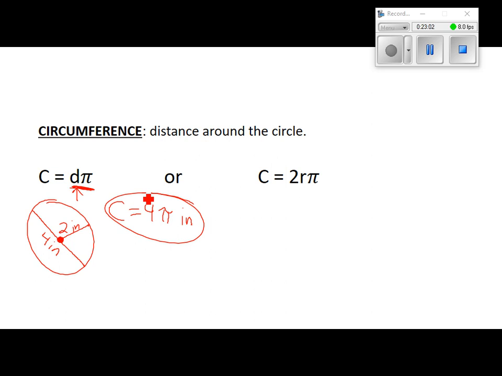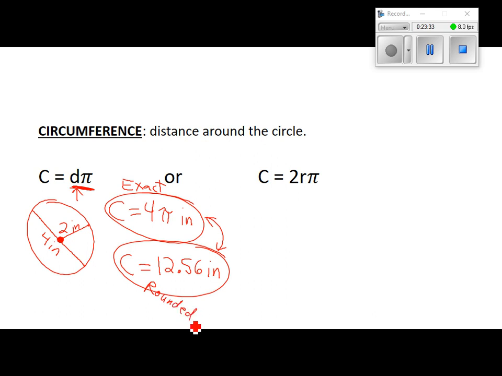If they want it as a decimal, if they tell you to round it off to the nearest hundredth, let's say, that means 2 places out. Then you grab your calculator. Somebody grab their calculator for me. What's 4 times pi? And we want to go out 2 decimal places. 12.56. And our units are inches. These two answers are the same. This is an exact answer. This is a rounded off answer. Sometimes you want the exact answer, sometimes you want the rounded off answer. It just depends on the problem.